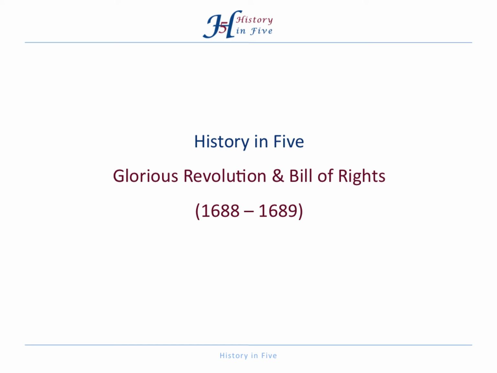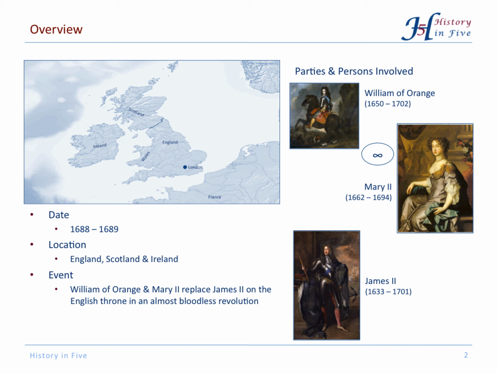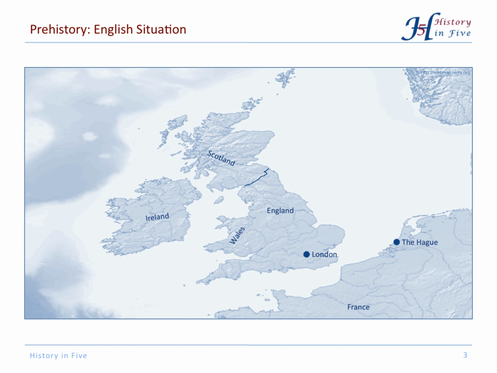This video is about the Glorious Revolution and the Bill of Rights. The Glorious Revolution dates back to the years 1688 and 1689. William of Orange and his wife Mary replaced James II on the English throne. To understand the Glorious Revolution, you need to have a look at the prehistory, the English situation, and the European situation. Firstly, the English situation.